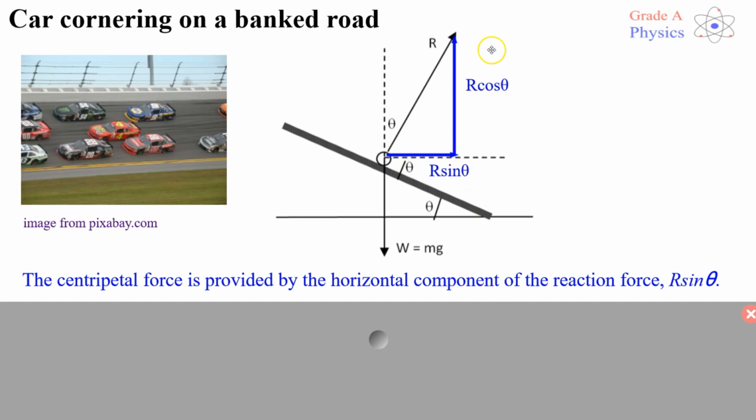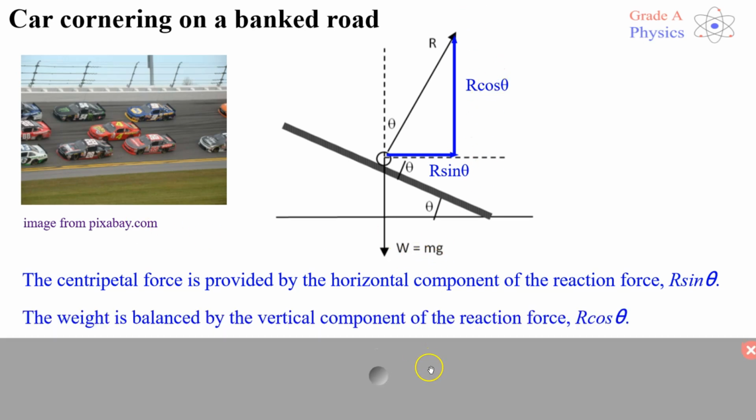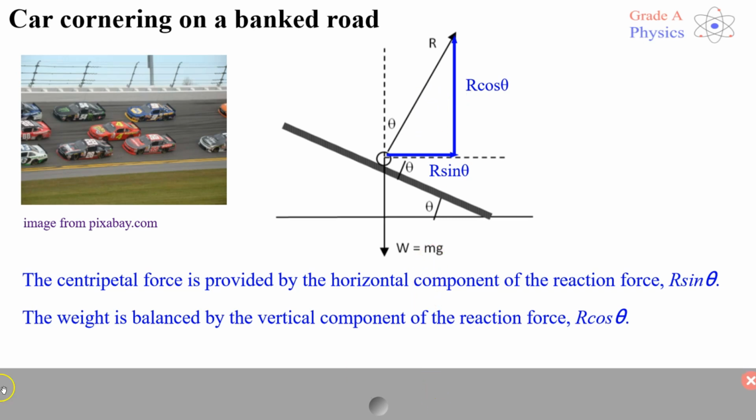But the vertical component is also doing an important job, as we saw previously. That is balancing the weight. So the weight is balanced by the vertical component of the reaction force, R cos theta. So the calculations are going to be very, very similar to the ones on the previous screen with the conical pendulum. Because if we know the weight, then I can work out the R cos theta, the vertical component. If I know M, V and R, I can find the centripetal force, which will be my R sine theta, and then I can work out theta, the angle from the vertical. So very, very similar calculations.